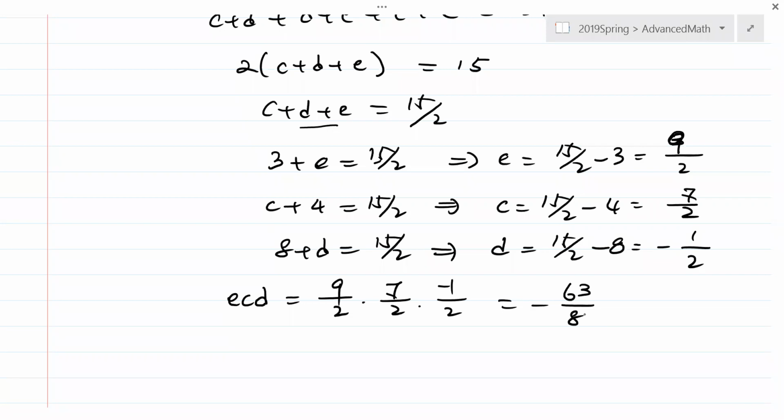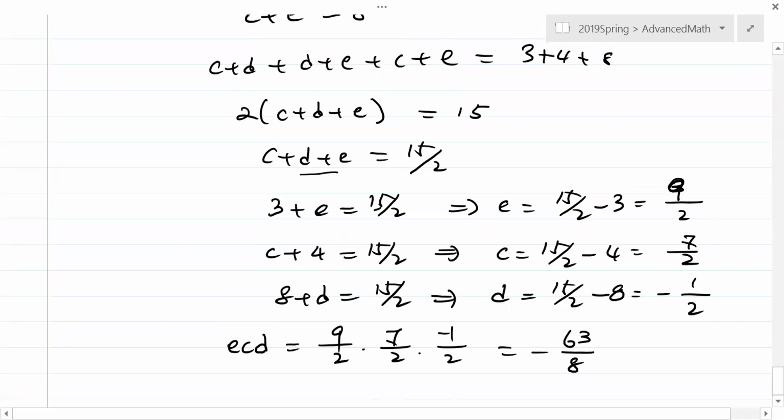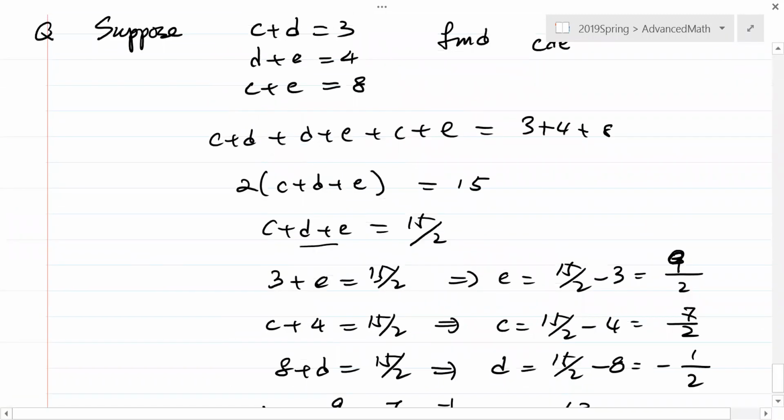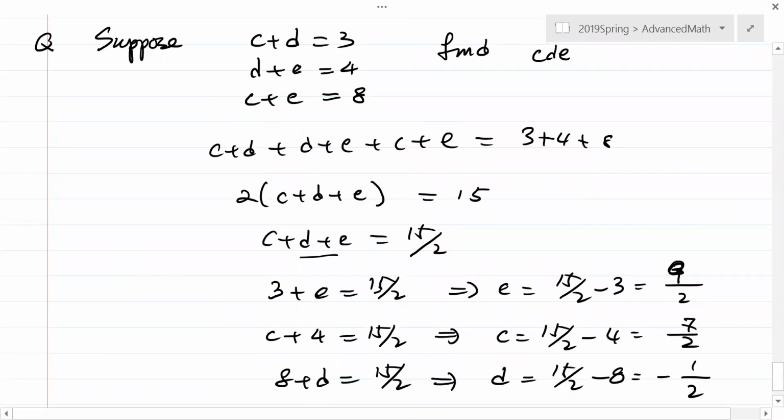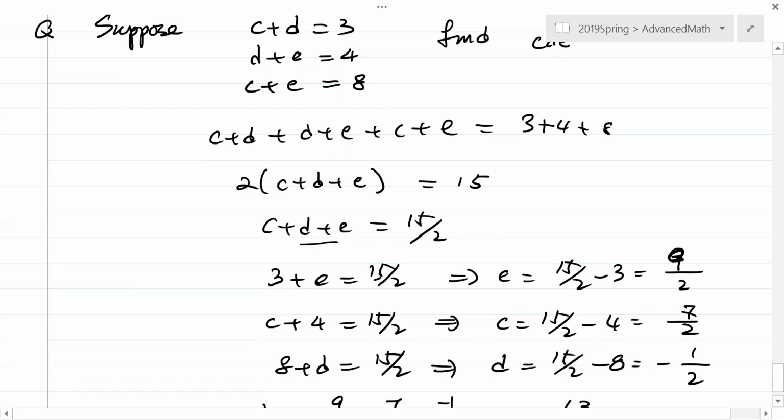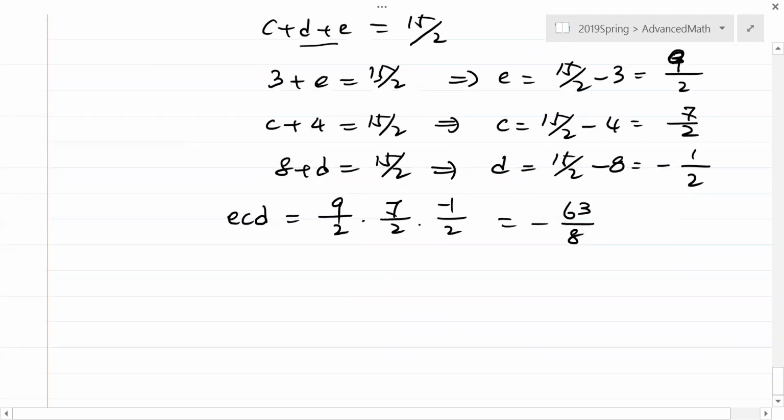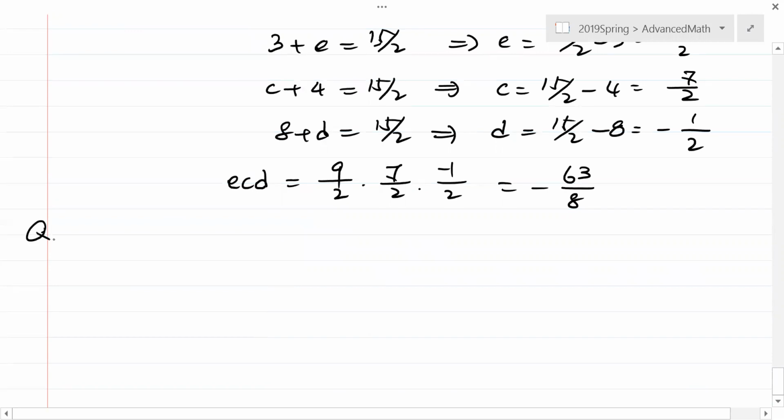All right. So to find the product, you need to find all of those individual values. Sometimes you are asked to find the average value. If you know the average value of C and D, the average value of D and E, and the average value of C and E, then you can find the average value of the three numbers. But for this particular problem, you have to find each individual value in order to solve it. There are similar problems like that.